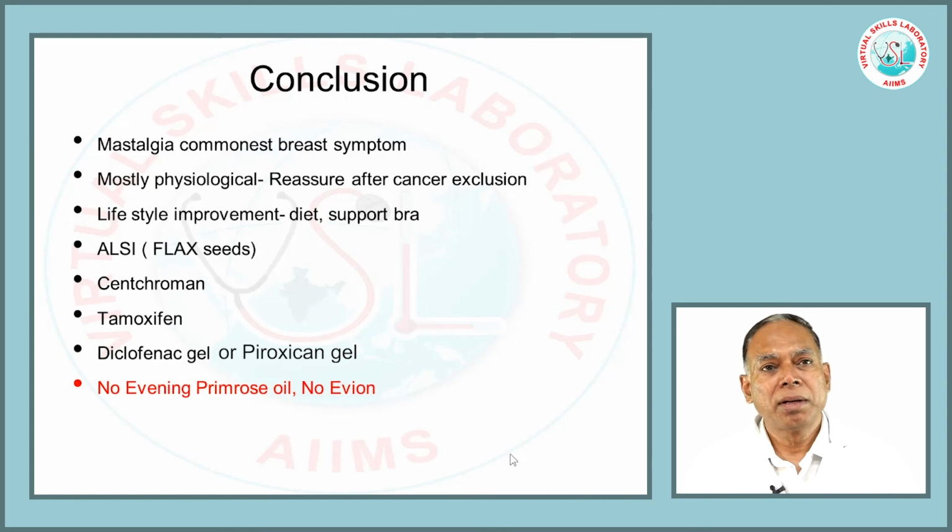Use of Centchroman is very helpful, especially if ovaries are normal. If ovaries demonstrate polycystic ovaries, then use Tamoxifen for a 2 to 3 month period. Along with local application of diclofenac gel on the painful area, these can all go a long way in relieving the majority of women suffering from mastalgia. Please note that the use of evening primrose oil and vitamin E or Evion are not recommended by the current evidence. Thank you.